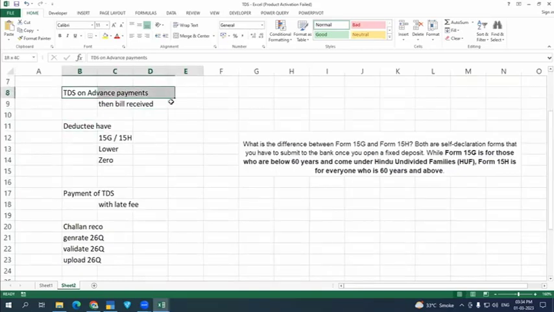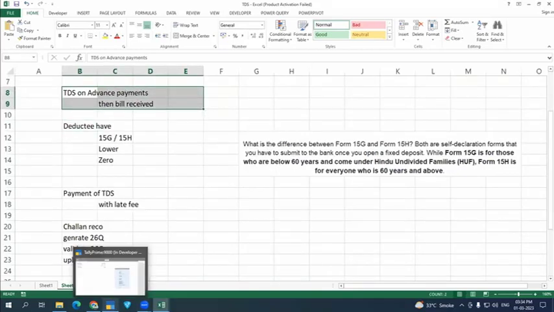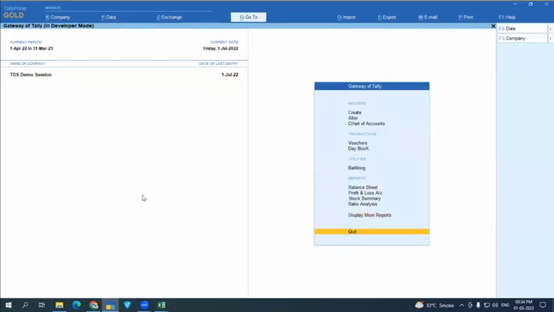TDS on advance payments. Take that. What happens? We have time only till 4:30, so I'm trying to give you all the information first. Then we can discuss some scenarios.